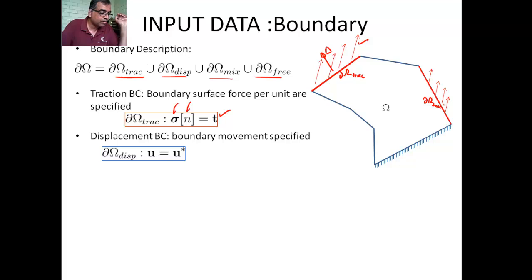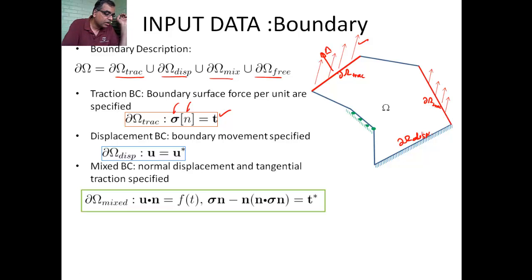Then on another portion of the boundary, displacement is specified: u equals u star, partial omega displacement. In this it looks like the displacement is fixed, but that's not what we mean. It means it's specified. That's all. You can say I'm going to pull it by a distance of 0.01 inches, and that's perfectly fine.